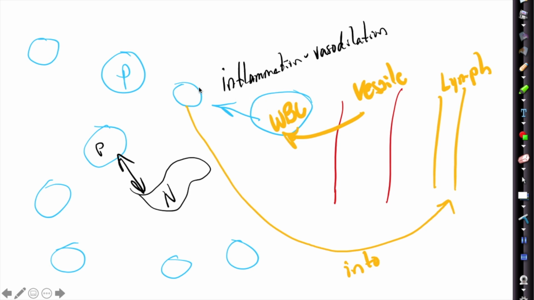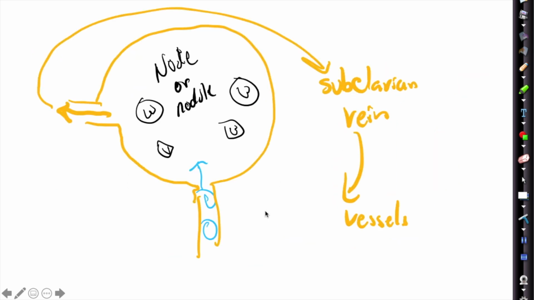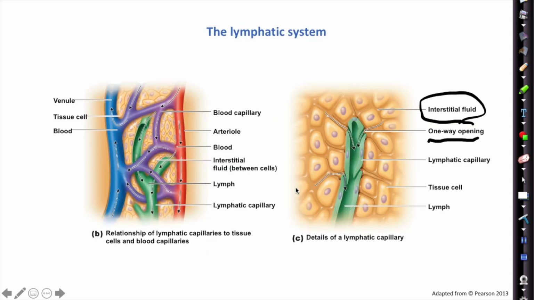Once they're done, they can return to the lymph, or the pathogen can even go into the lymph, but if it goes into the lymph, you're going into a node or a nodule where there are other white blood cells waiting for phagocytosis. So this just shows you a lymphatic capillary, and the interstitial fluid, which came out of the blood vessel, can go back into the lymph.